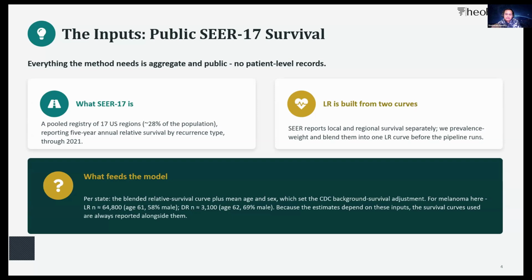For each state, we also fed in the mean age and the sex split, which drive the background mortality adjustment. For melanoma in SEER, that was about 65,000 local patients with a mean age of 61, and around 3,000 with distant.